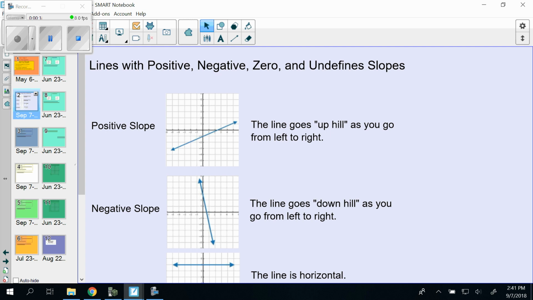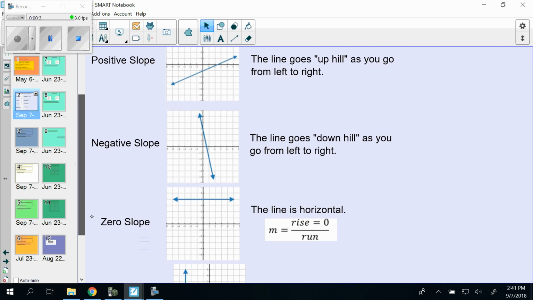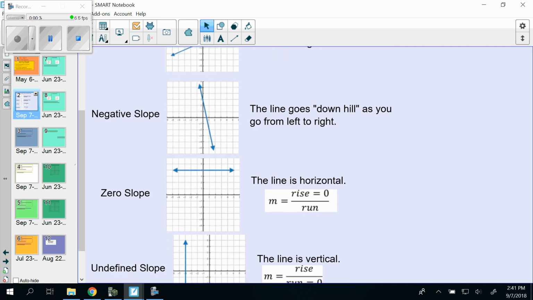Positive slopes. Anytime your line has a slope that's positive, we say that's going up from left to right, or you go uphill. Negative slope then goes down from left to right. Zero slope means that you're not having any rise, either up or down, so it's horizontal, it goes straight across.